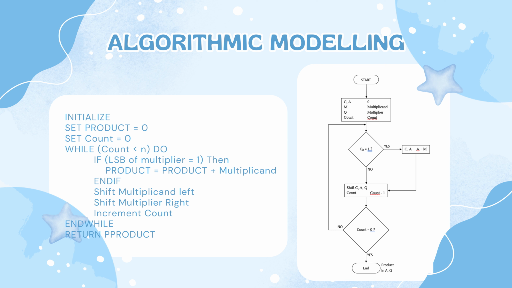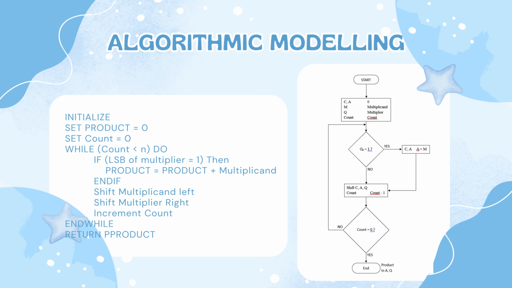Today I will explain the algorithmic modeling of a sequential shift-add multiplier, which is used to multiply two unsigned 4-bit numbers. This method efficiently performs multiplication using addition and shifting operations. Let's start with the algorithm. The process follows these key steps.